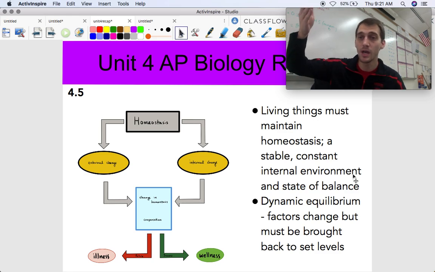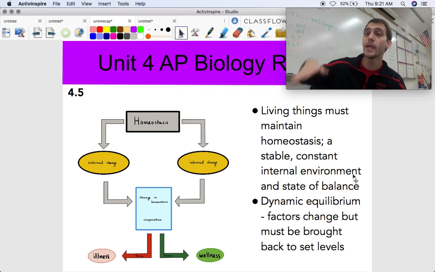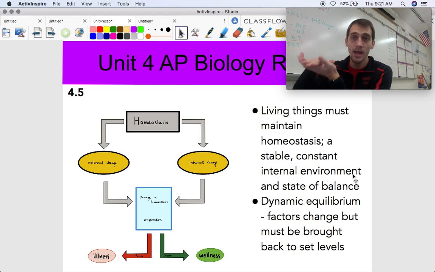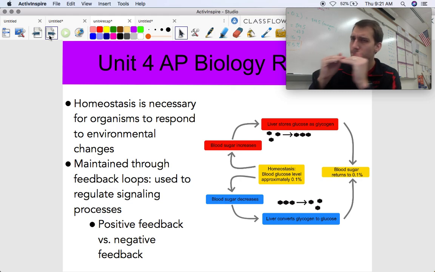So if one factor goes up, your body will be able to bring it back down, okay? Or if it goes too low, your body will be able to bring it back up, but it's not going to constantly be at that set level, okay? But the important part is that your body can bring it back to that set level and maintain homeostasis. That's what living things have to be able to do. Not everything is going to be perfect all the time, but going back there is what's important. Okay, homeostasis is necessary for organisms to respond to environmental changes, and homeostasis is maintained through what we call feedback loops, which are kind of pathways in and of themselves, and those are used to regulate signaling processes.